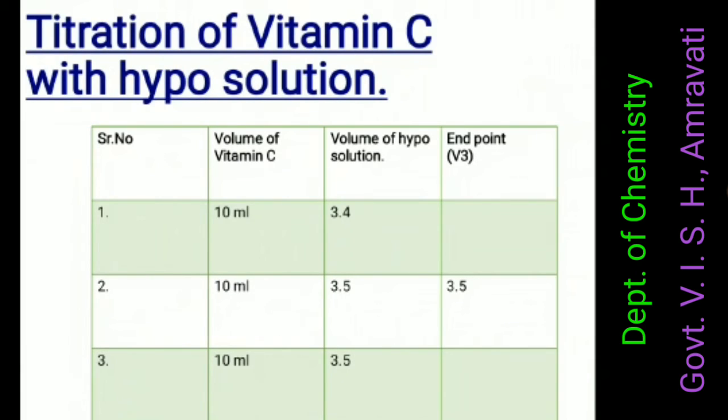And the next readings are for the main titration. You will get the readings in the same way, and the readings are 3.4, 3.5 and 3.5. We have taken the mean of all three and got the endpoint, that is 3.5, and we have written it as V3, that is the endpoint.